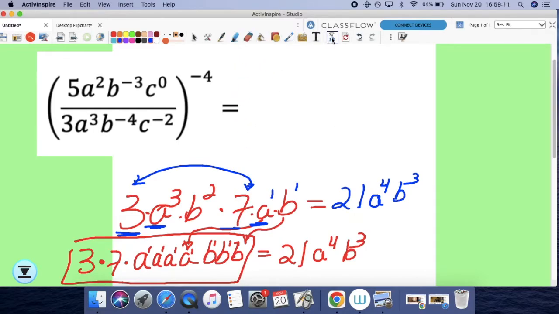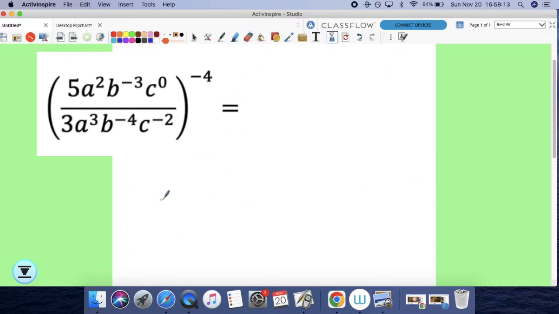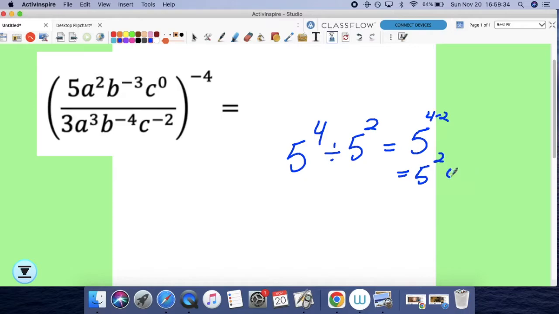Now the quotient rule. We've got 5 to the fourth divided by 5 to the second. Well, if the product rule was to add the exponents, the quotient rule was probably the opposite, which would be subtraction. So let's see if that makes sense. Keep the base, subtract the exponents. And we get 5 to the second, or 25.